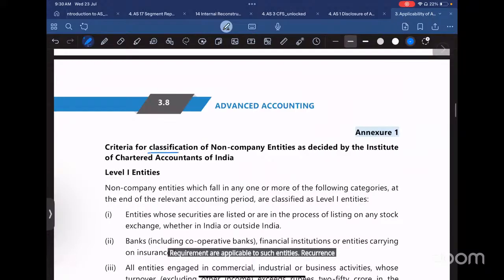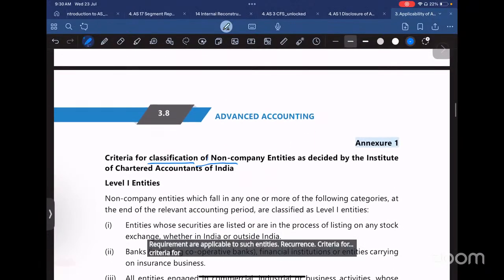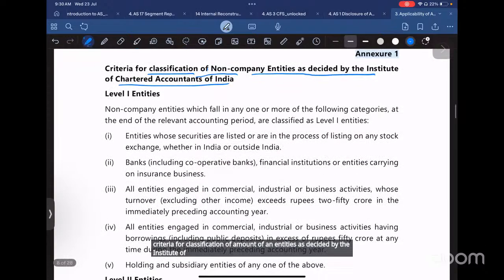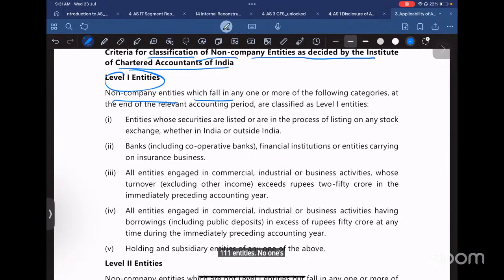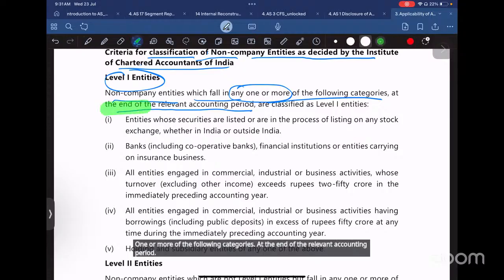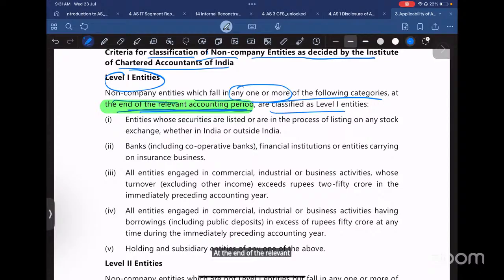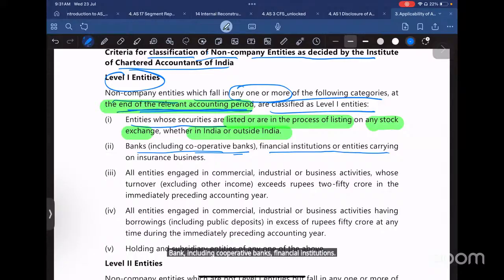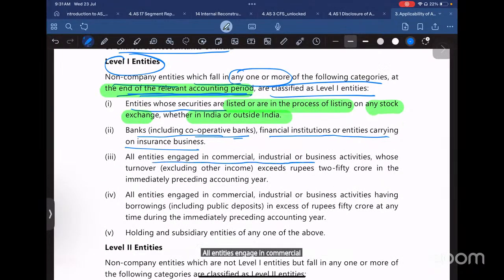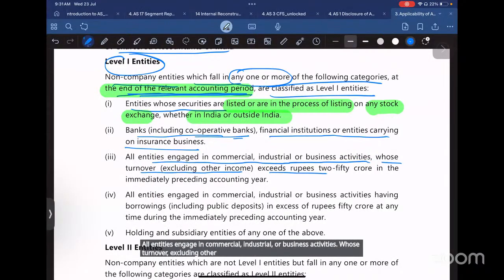Criteria for classification of non-company entities as decided by the Institute of Chartered Accountants of India. Level 1 entities: non-company entities which fall in any one or more of the following categories at the end of the relevant accounting period are classified as Level 1 entities. The entities whose securities are listed or in the process of listing on any stock exchange, whether in India or outside India. Banks, including cooperative banks, financial institutions, or entities carrying on insurance business. All entities engaged in commercial, industrial, or business activities whose turnover, excluding other income, exceeds rupees 250 crore in the immediately preceding accounting year.